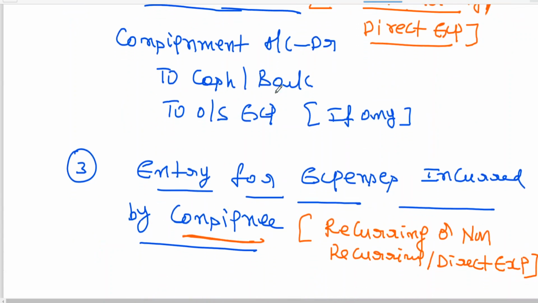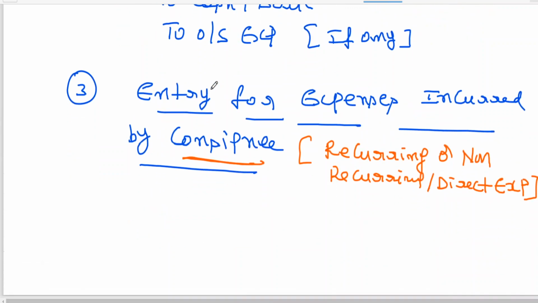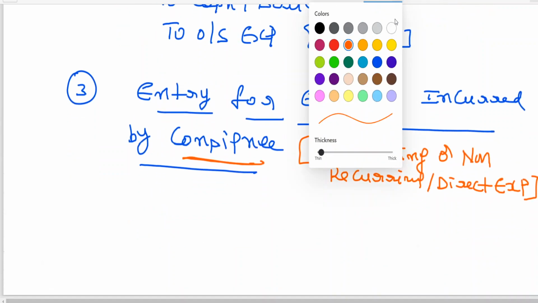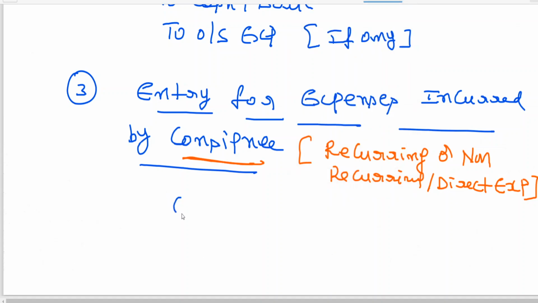But expenses incurred by the consignee can be recurring or non-recurring. So let me give the entry, then I'll come back to what non-recurring expenses are. The entry will be consignment account debtor to consignee account.